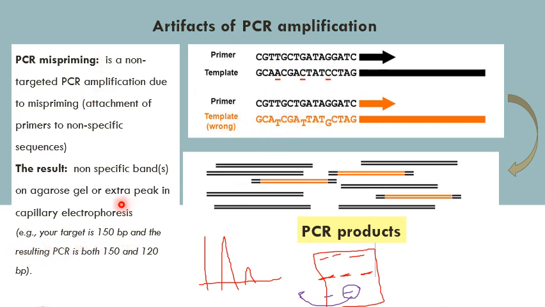So if your target, for example, as you see here, is 150 base pair, the result will be 150. For example, if this is 150, the result will be 150 plus 120 base pair. And the same here, it will not be here, it will be here because it's shorter. It's supposed to be on this side, so it will be shorter as an artifact.